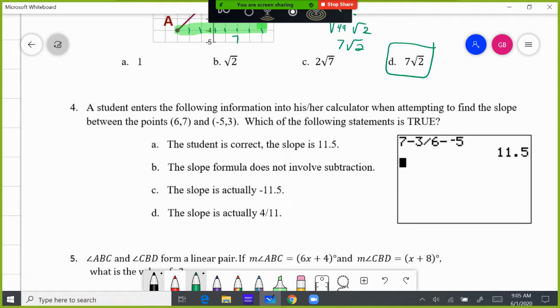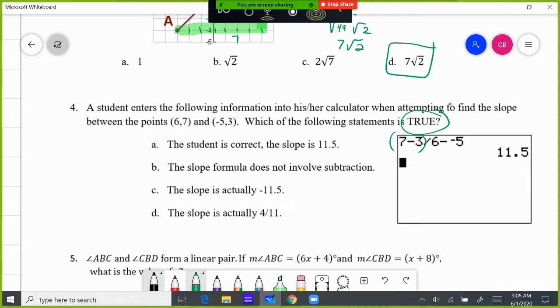Number 4, a student enters the following information into his or her calculator when attempting to find the slope between the points (6, 7) and (-5, 3). Which of the following statements are true? Okay, so the student is correct with the slope is 11.5. Well, that's what the calculator said, but the student did not use parentheses here. That's going to give you the wrong answer.